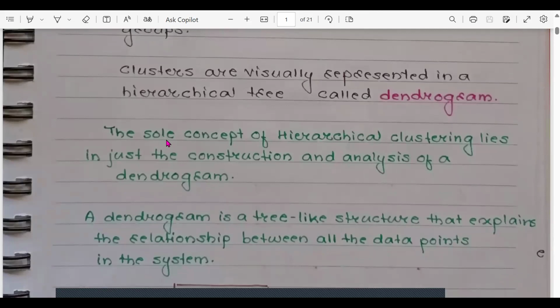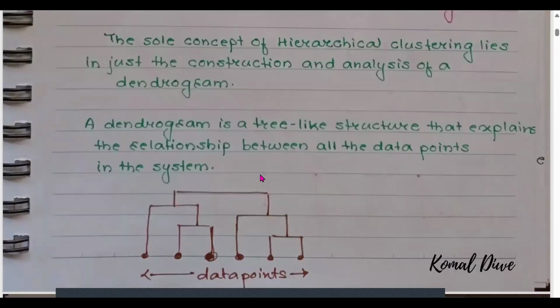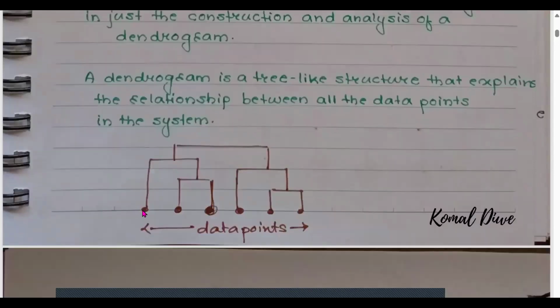The sole concept of hierarchical clustering lies in just the construction and analysis of a dendrogram. The dendrogram is a tree-like structure that explains the relationship between all the data points in the system. These are the data points: 1, 2, 3, 4, 5, and 6.